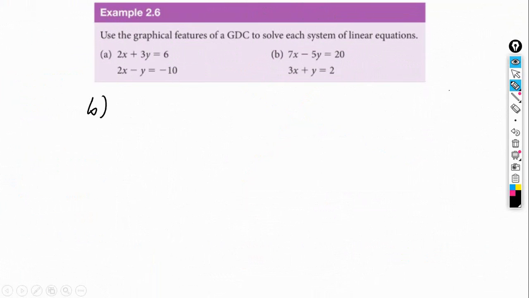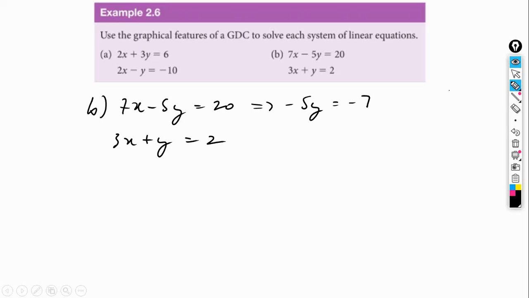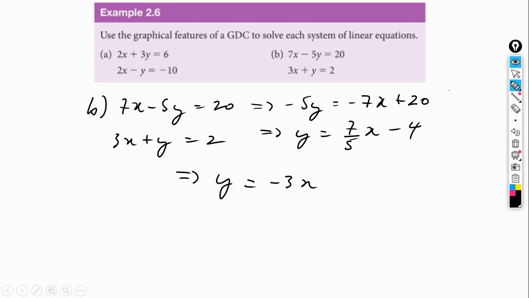So for B, we have 7x minus 5y is equal to 20, and 3x plus y is equal to 2. So again, here we will have to rearrange these equations. So this first one would be the same as saying -5y is equal to -7x plus 20. And therefore, y is equal to 7/5 x minus 4, right? I'm dividing both sides by -5. So that's the first equation. The second one, let's rearrange it, and we're going to get that y is equal to -3x plus 2.